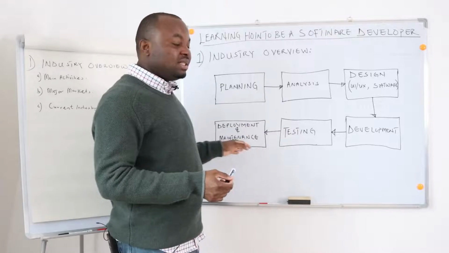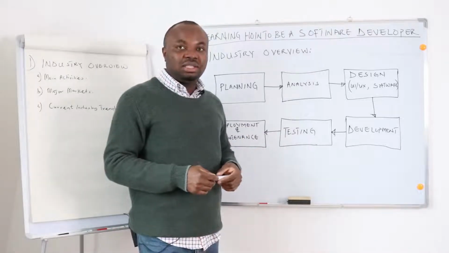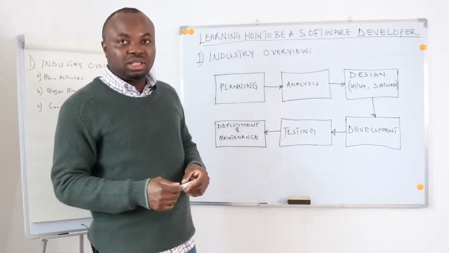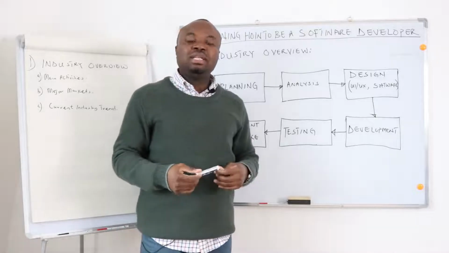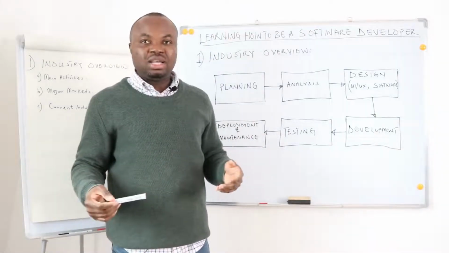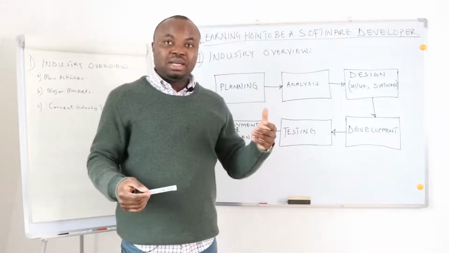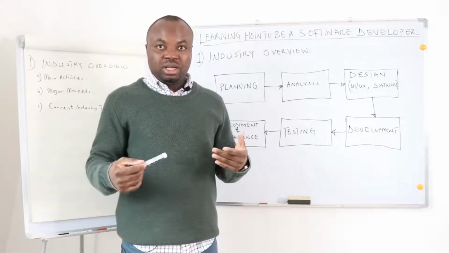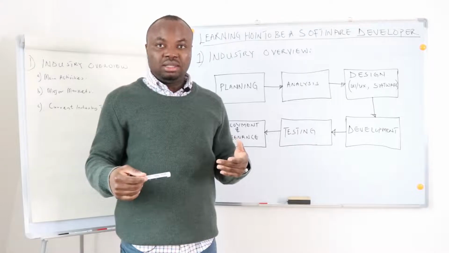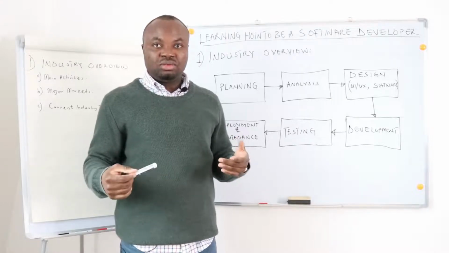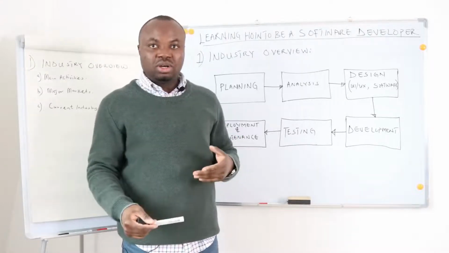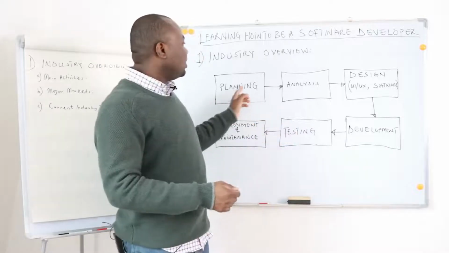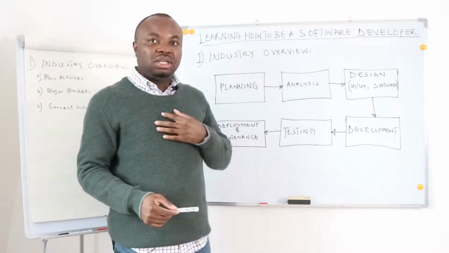Then we also have maintenance. Maintenance is another activity that you carry out during the software development lifecycle. In maintenance, if something comes up when the software is in use, maybe there is a defect or a bug that crops up during the normal course of using the software, then you have to go back and start all over again and make sure that you fix that issue.